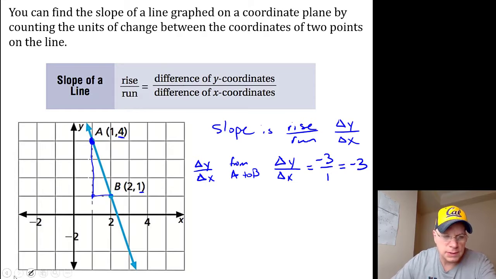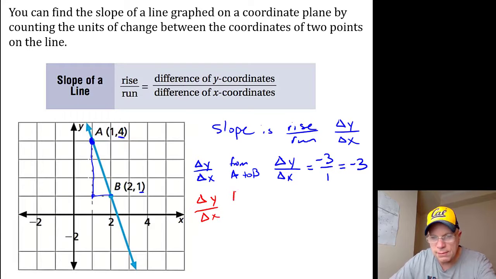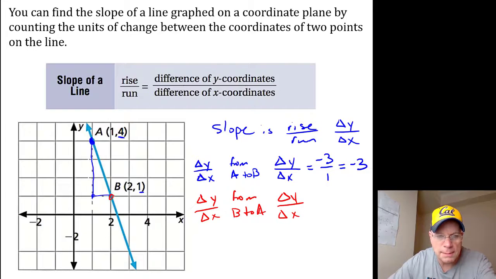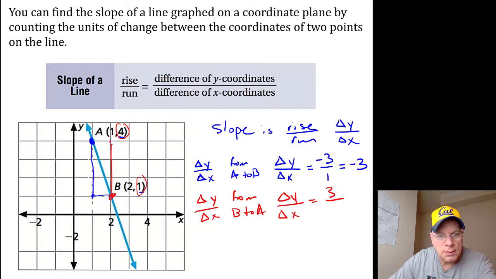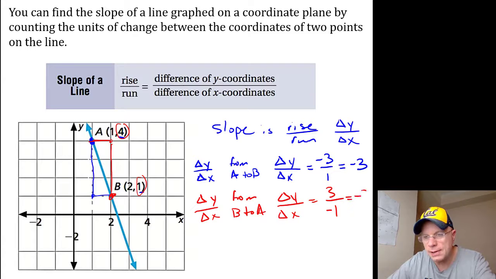If I did delta y over delta x, but I went from B to A, if I started at B and I went to A, my change in y now would be from 1 to 4. That would be positive 3. From there, my change in x would be 1 left, so negative 1. And 3 divided by negative 1 is also negative 3.